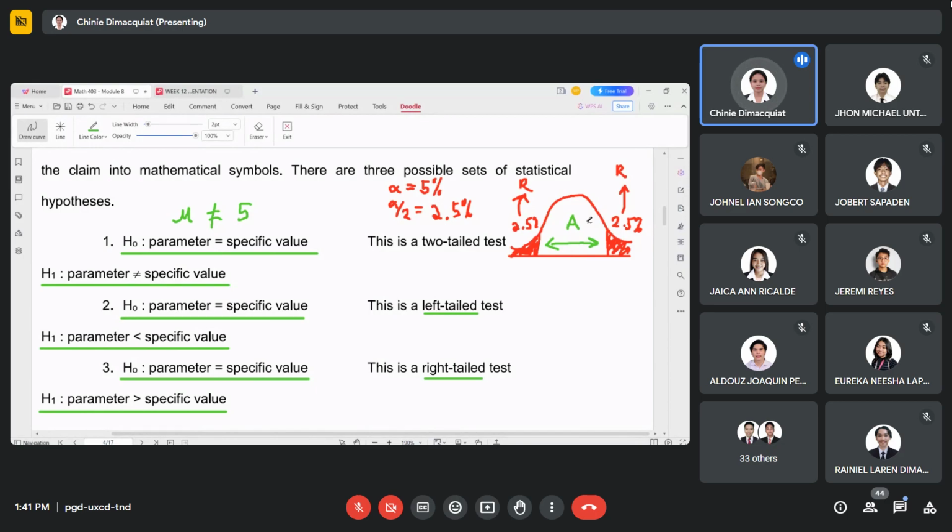Since we need to make a decision here, how do we decide? We get the corresponding Z alpha over 2, so we know up to where this Z value goes. If our alpha over 2 is 2.5%, then our corresponding Z alpha over 2 is 1.96. That is based on the table we used last time in getting the interval. So 1.96 on the right side and negative 1.96 on the left. This will be the bound of our rejection region.